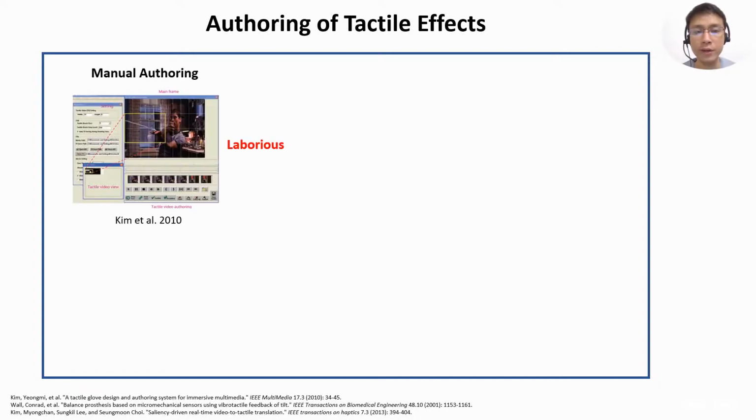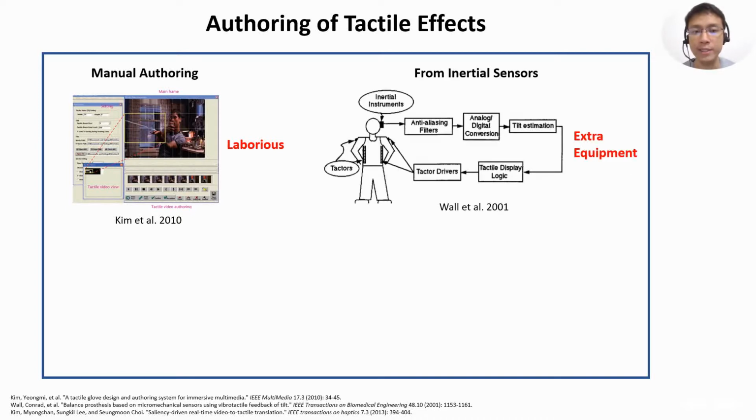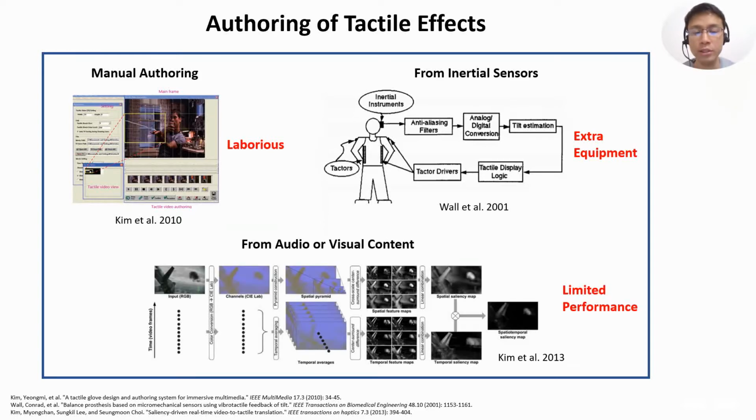It's essential to provide meaningful tactile effects to vibrotactile displays. Many methods have been developed to author tactile effects. Manual authoring is a very common method. However, this method is laborious, since it cannot process vast amounts of information. Tactile effects can also be translated from inertial sensors. However, this method requires extra equipment. Therefore, it cannot be applied to many daily application scenarios. Researchers also translate tactile effects from audio or visual content of a video. However, these methods can only process features from a single modality, thus the performance is also limited.